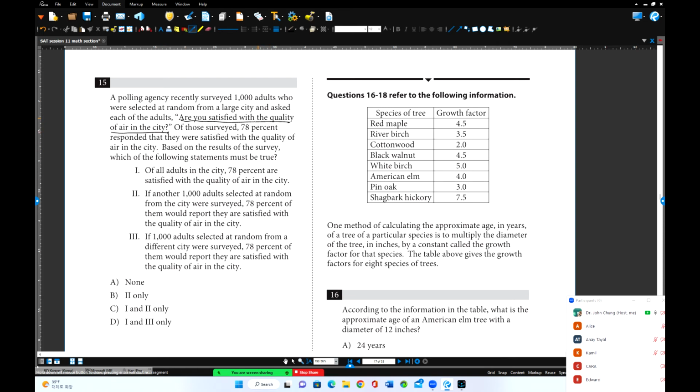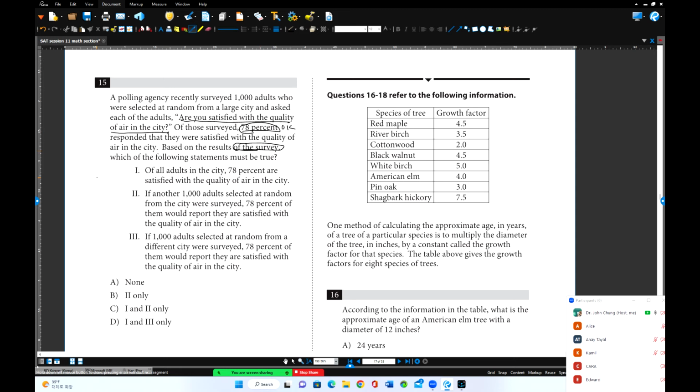Of those surveyed, 78% said they are okay. The other 22% are not okay, based on the results of the survey. The result of a survey. Survey is what? A sample. The result of a sample, right? Which of the following statements must be true? Of all adults in the city, 78% are satisfied with this?